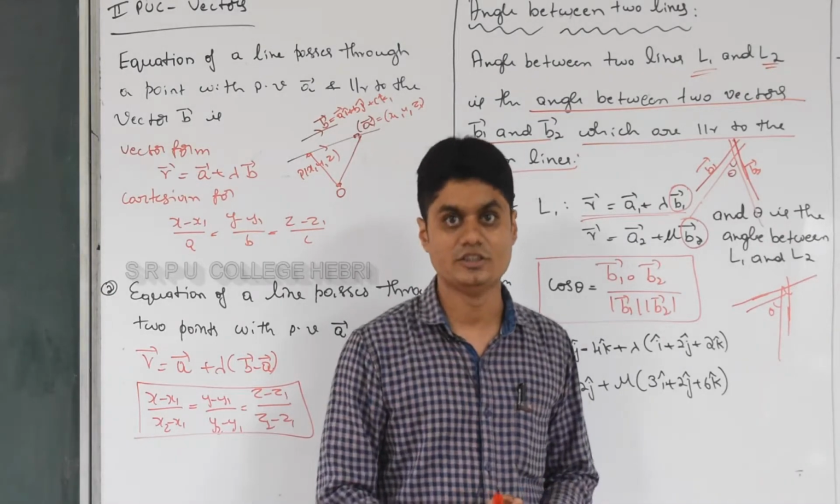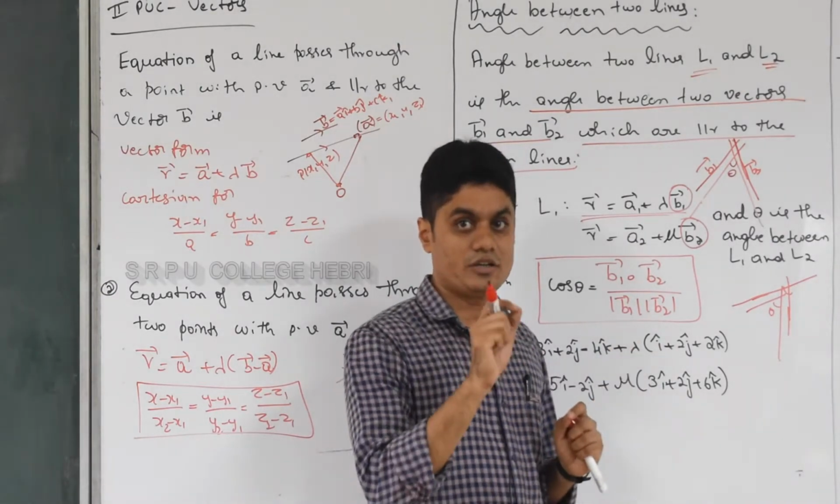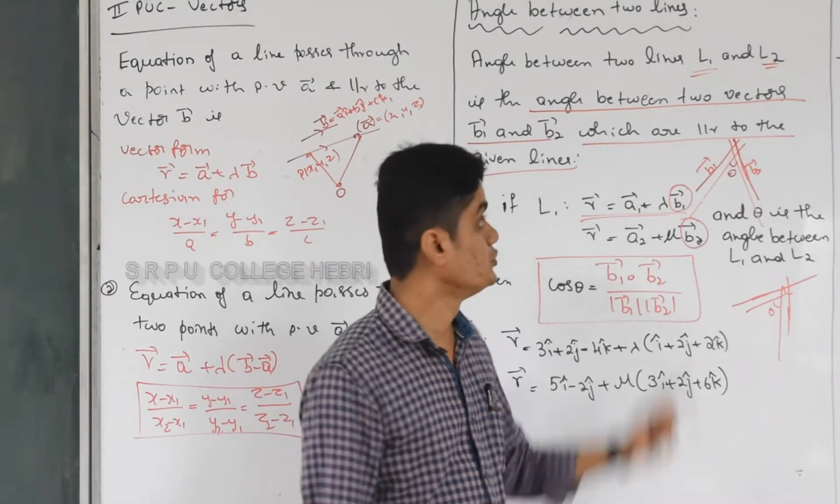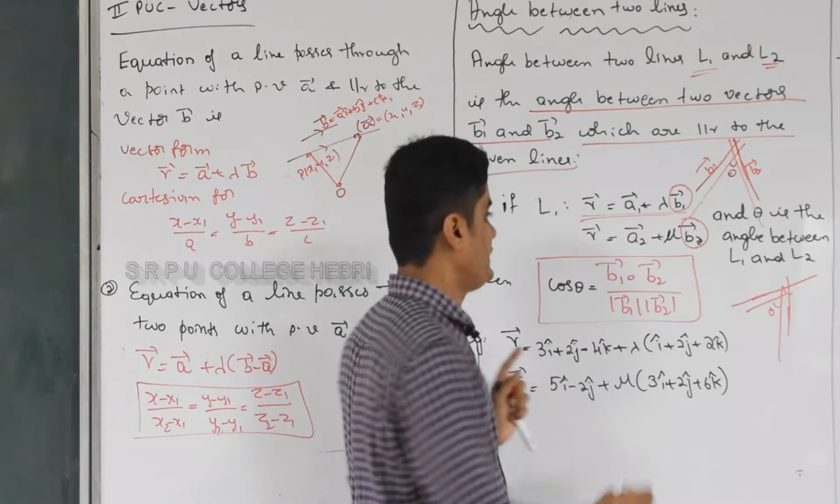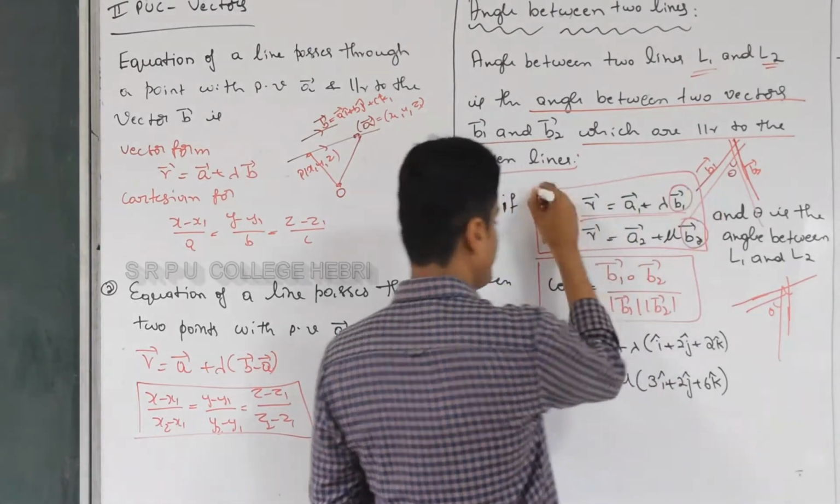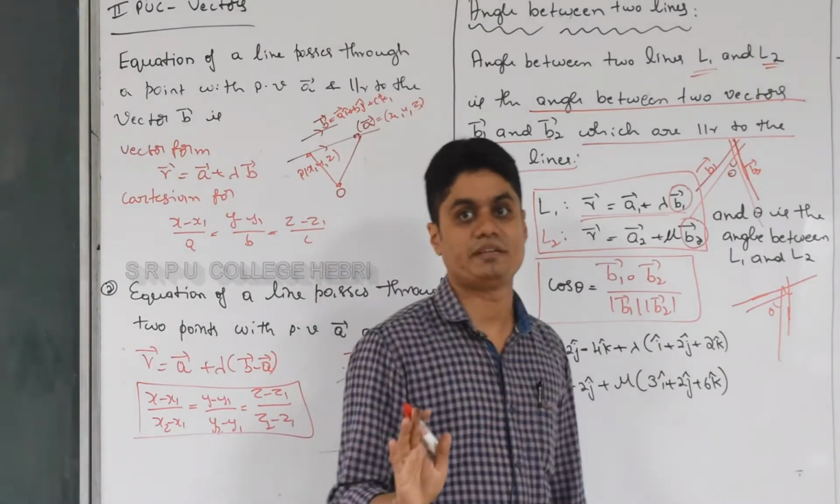So use cos theta is equal to vector b1 dot vector b2 divided by magnitude of vector b1 into magnitude of b2. You will get the angle between two straight lines L1 and L2 when L1 and L2 are given in vector form.